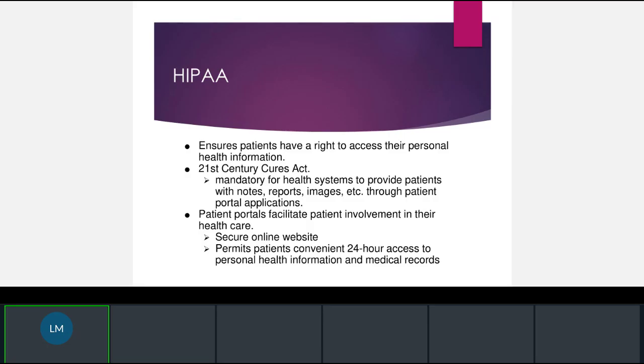All right, back to HIPAA. You will hear HIPAA till you probably are ready to vomit because it is that important. We've already talked about it a little bit, but HIPAA stands for the Health Insurance Portability and Accountability Act. It was enacted in 1996. And we said before that it makes sure that patients have a right to access their personal health information.